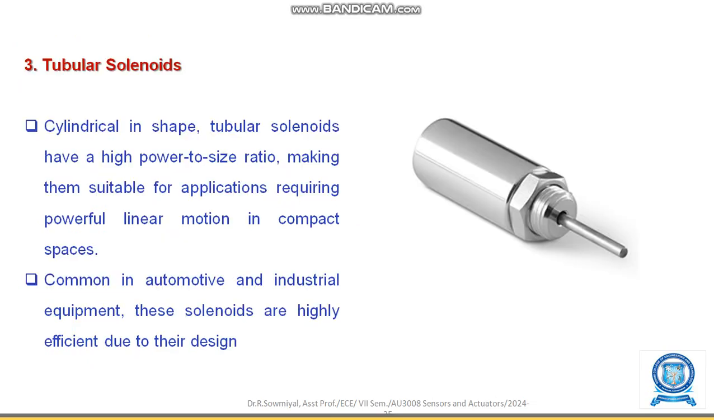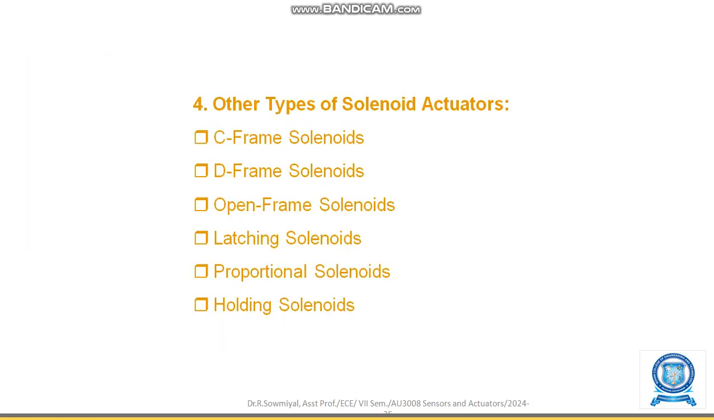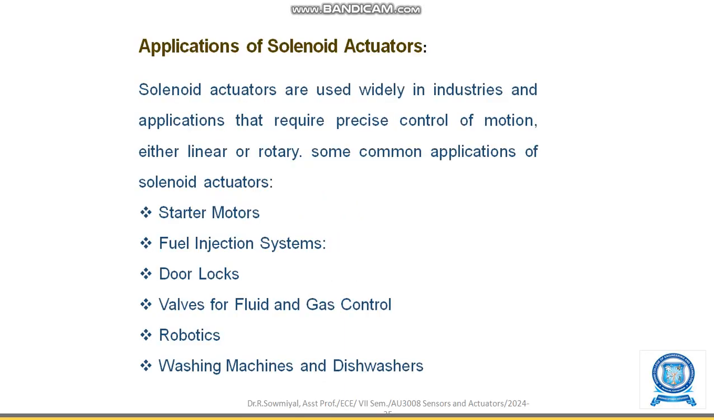Tubular solenoid. Cylindrical in shape, tubular solenoids have a high power to size ratio, making them suitable for applications requiring powerful linear motion in compact space. Other types of solenoids are C-frame solenoid, D-frame solenoid, open frame solenoid, latching solenoid, proportional solenoid, holding solenoid. Applications: it is mainly used for starter motors, door locks, valves, robotics, washing machines, etc.